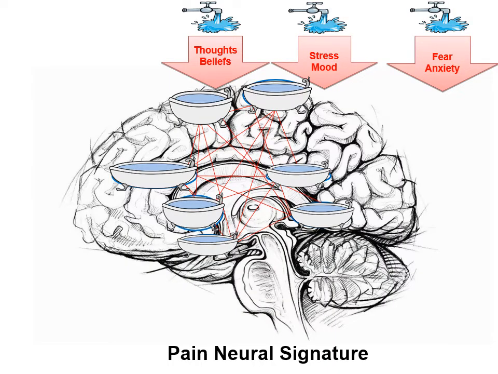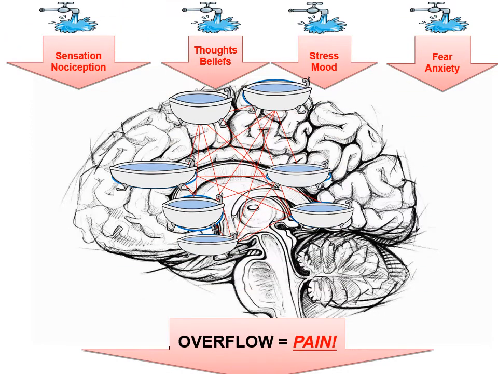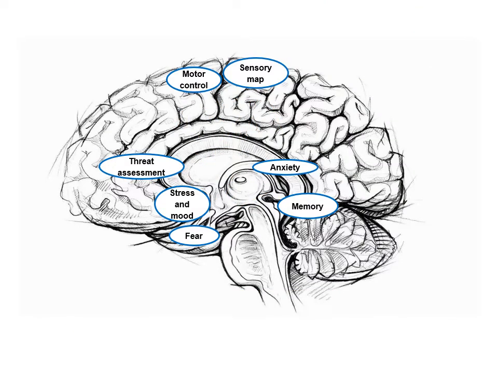However, let's say stress or anxiety levels stay high, or our thoughts and mood keep the tubs full. This time when some faucets of irritable signal or even normal sensation turn on, and the tubs aren't drained, they'll overflow. The pain neural signature will activate, pain will be experienced, and all the body's protective responses will be activated as well. Let's take a look at the pain neural signature in action.